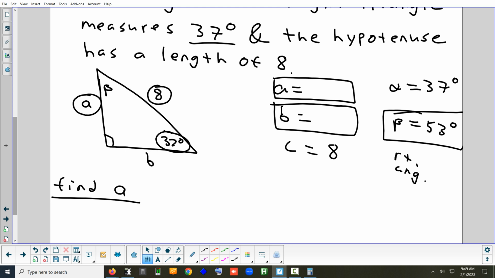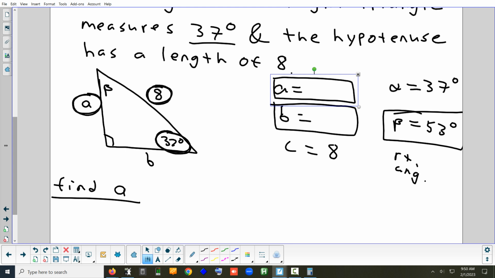If you use beta and you made a mistake with it, then it's going to mess up other things. So when you're solving for something in a right triangle, don't use anything you calculated to calculate something else. Always go back to what was given. Okay, so that was given, and that's what we want to find.